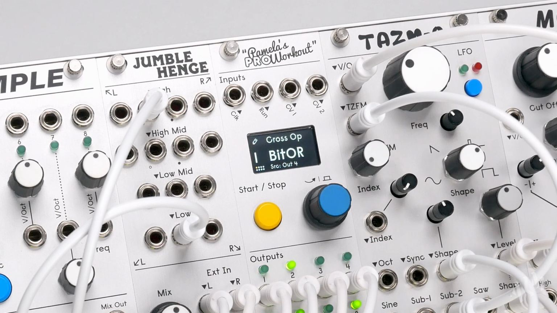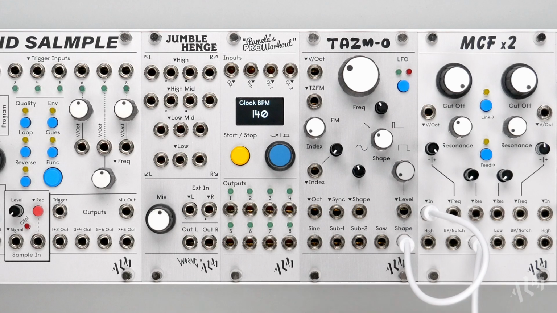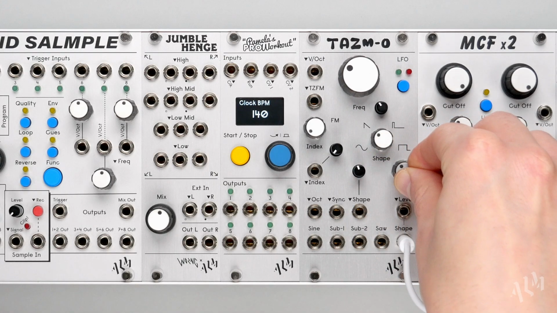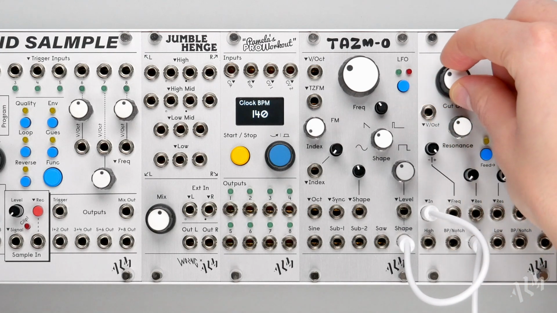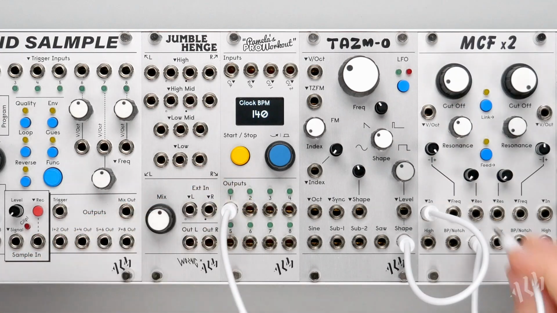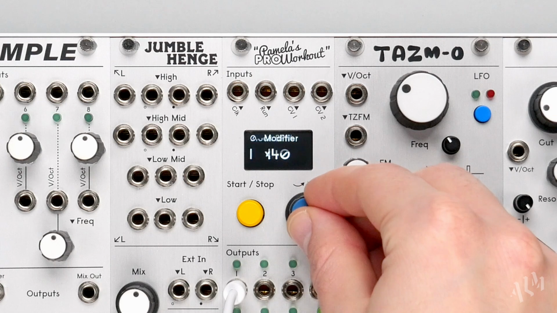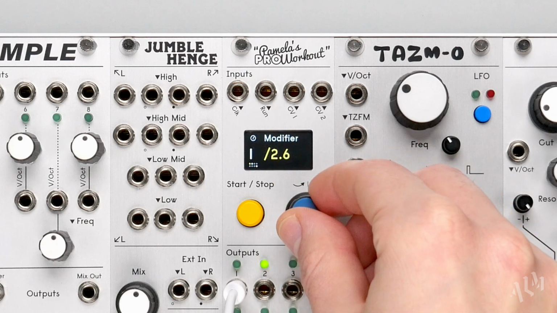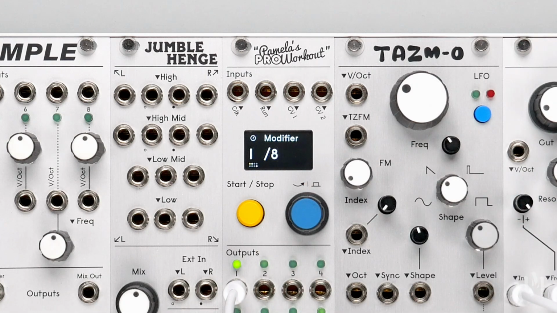Let's take a look at a few examples of what cross operations can do. Here we have a basic droning synth voice patched using the tazm-o and MCF x2. Let's patch output 1 of Pam to modulate the filter cutoff. We'll slow it down to divided by 8 and change the wave shape to triangle.